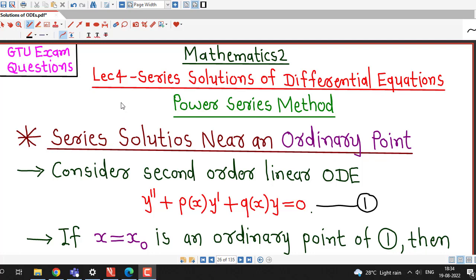Hello friends, I welcome you in lecture number 4 on series solutions of differential equations. From this lecture onwards, we are going to discuss how to find the power series solution of a given differential equation, and that method is called the power series method.